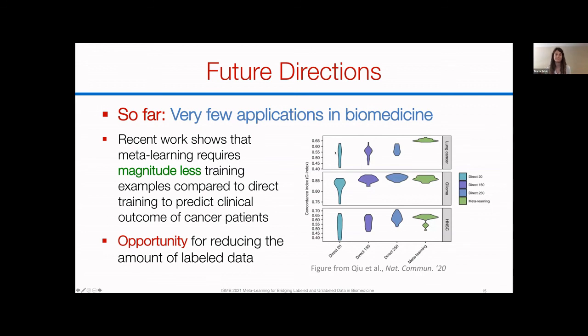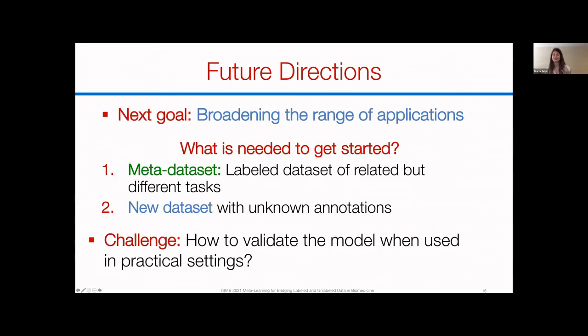And although scarcely labeled datasets are prevalent in biology, there is also a huge opportunity of using abundantly labeled datasets that might be related to the task you are trying to solve. These abundantly labeled datasets can be used for training meta-learning algorithms in order to learn to generalize to tasks that are scarcely labeled. So to discover new biological insights and really solve key problems in biology, we need to generalize to unseen classes across different biological contexts, such as different tissues, diseases, species. And meta-learning approaches are really promising next-generation methods that can enable new biomedical discoveries. So to get started with these methods, all we need basically is a meta-dataset of different but related tasks, and of course, a new dataset for your target problem, which you probably already have.